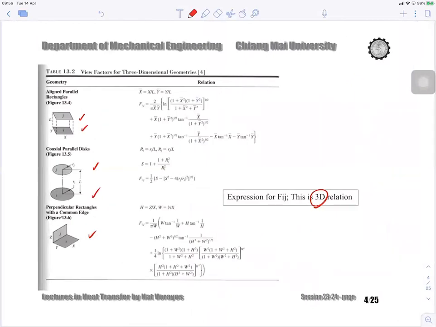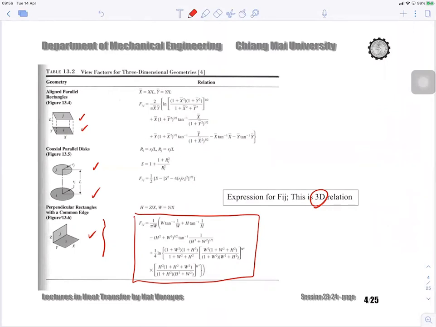And you can see that for perpendicular rectangles, the way you calculate the Fij is very complex. Imagine that you have to punch the numbers into a calculator for the term on the right hand side. That would take too much time.